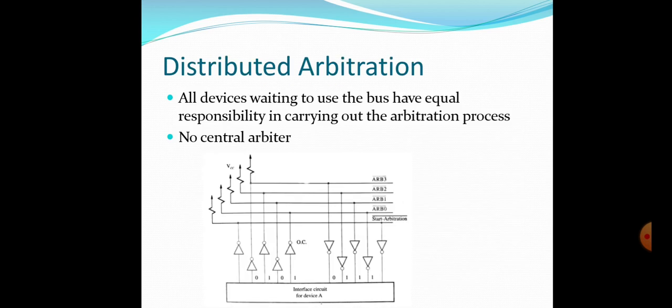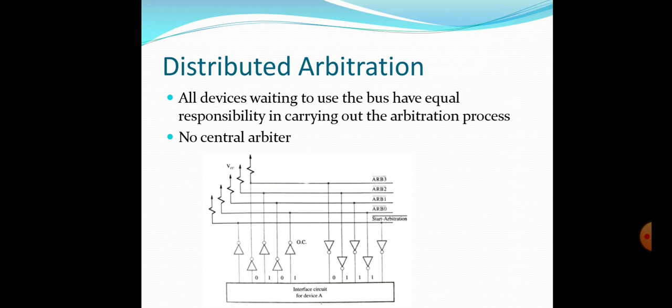Now the second technique is distributed arbitration. As the name implies, the process is a distributed one. All devices waiting to use the bus have equal responsibility in carrying out the arbitration process. That means all the devices waiting to use the bus participate in this process without the use of a central arbiter.